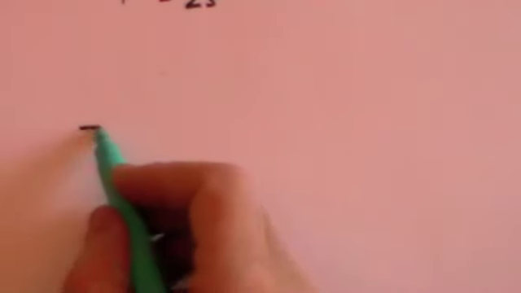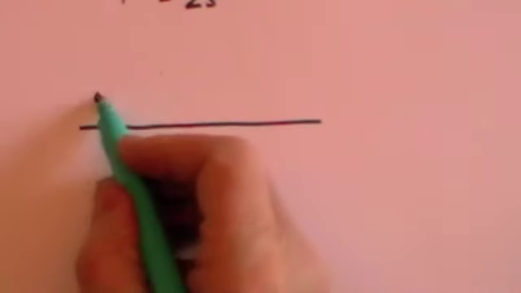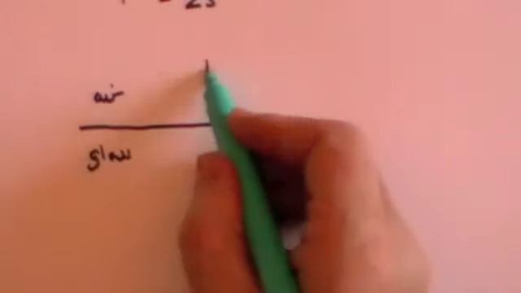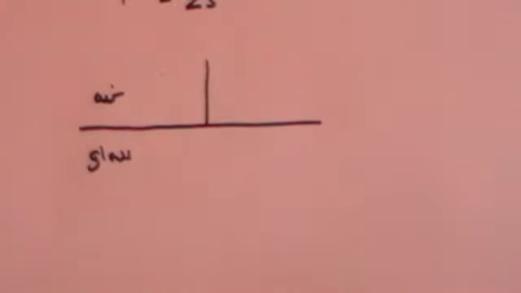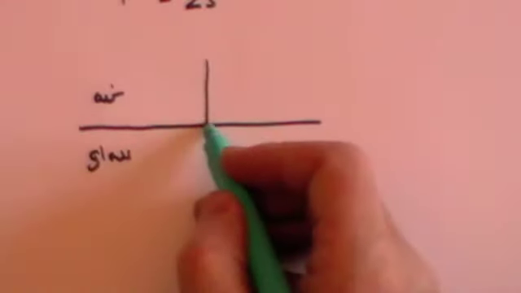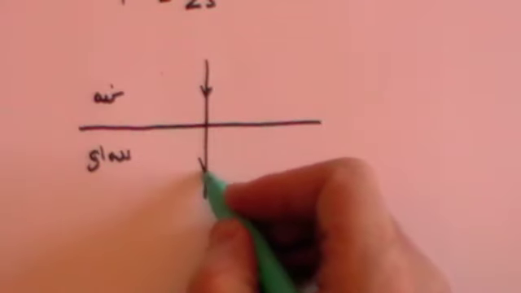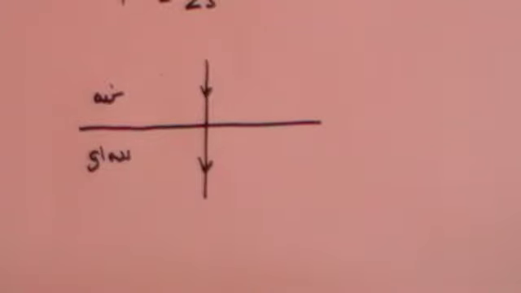Now I want to consider some special cases. Here is air. Here is glass. What happens if the incident ray is exactly perpendicular to the surface? Well, it may not surprise you to know that it will not be refracted. It just continues on its path.